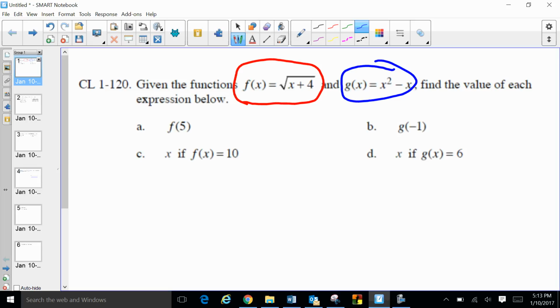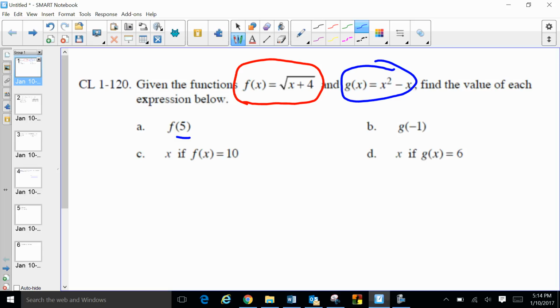All right, so here's what we're going to do. Let's look at A. A asks for f of 5. If I want to do f of 5, what I'm going to do is substitute 5 everywhere in f of x where I see x. So that's what I want to do now.